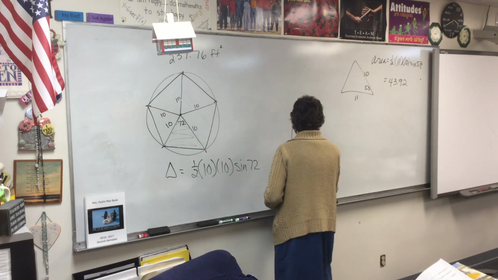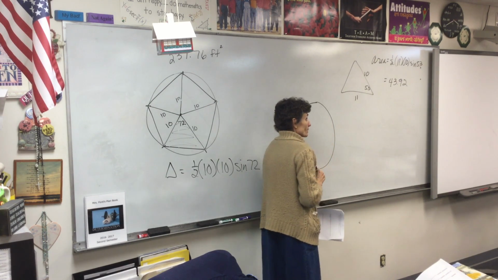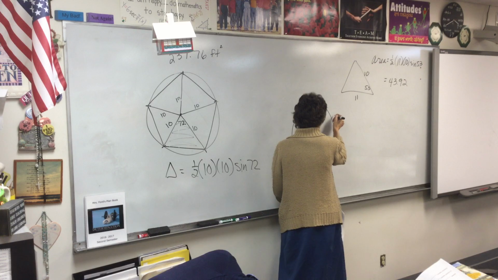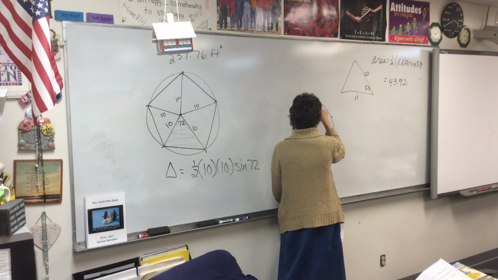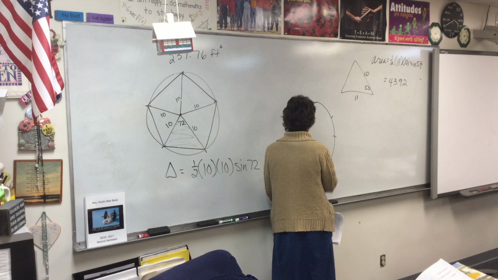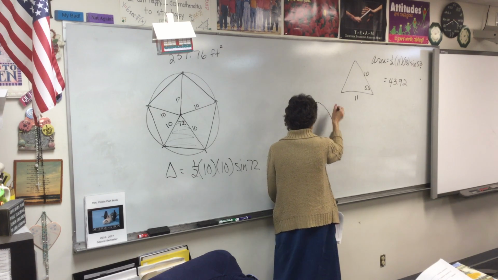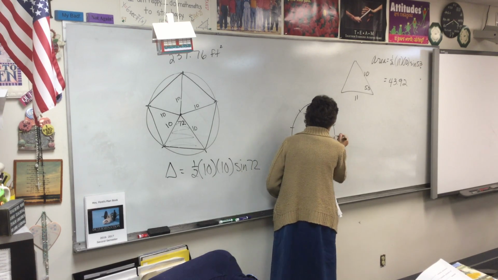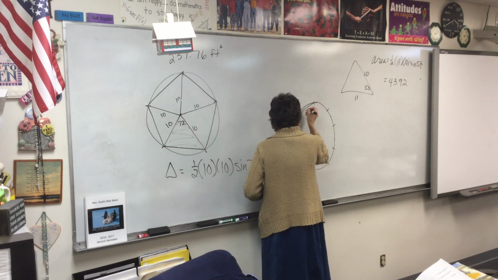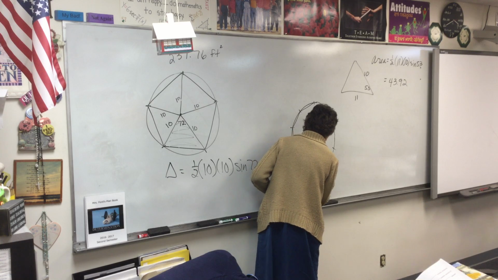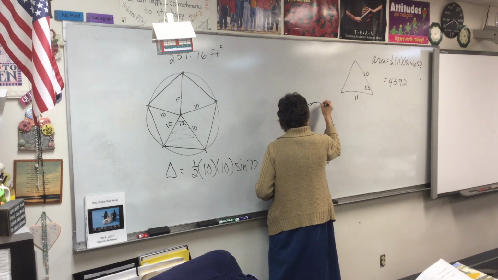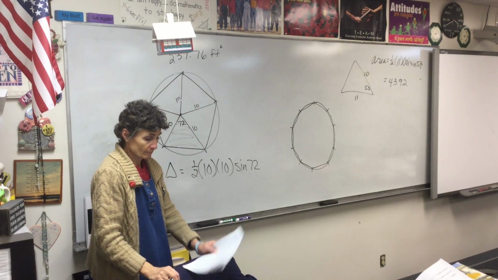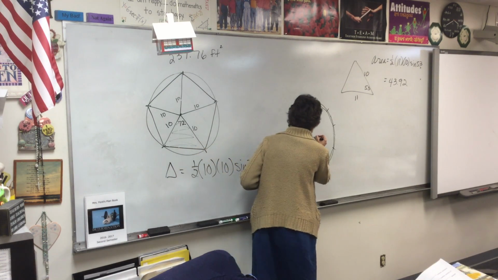So we're going to draw a circle, and then we're going to make 10 marks around it, right? Alright, so I didn't do a very good job here spreading those out, but there we go. So 1, 2, 3, 4, 5, 6, 7, 8, 9, 10. There's my decagon inside a circle with a radius of 15.